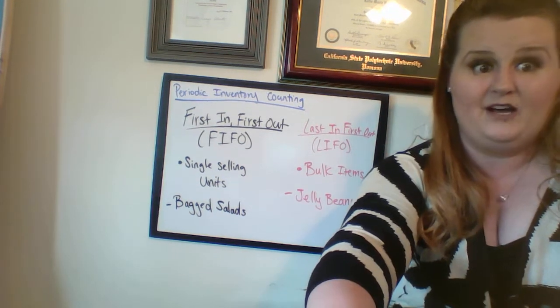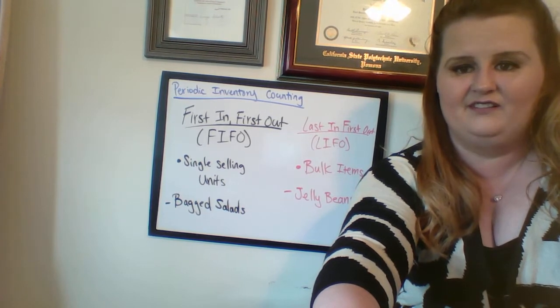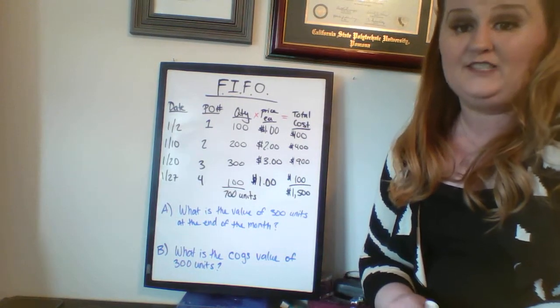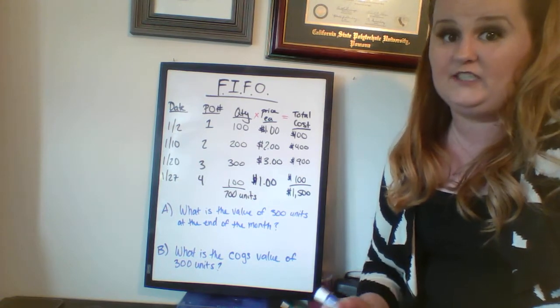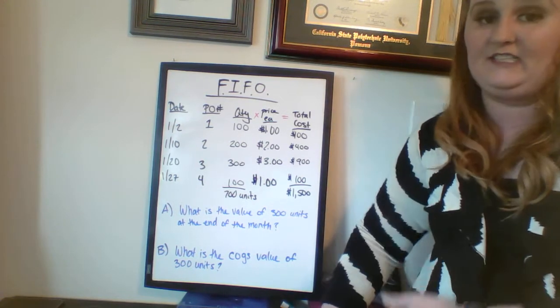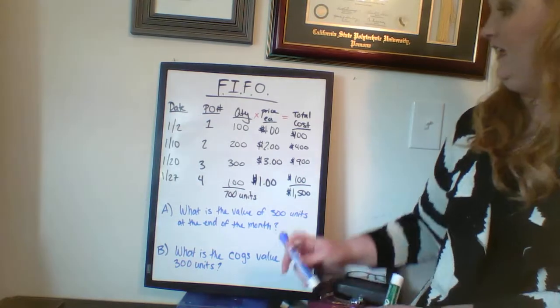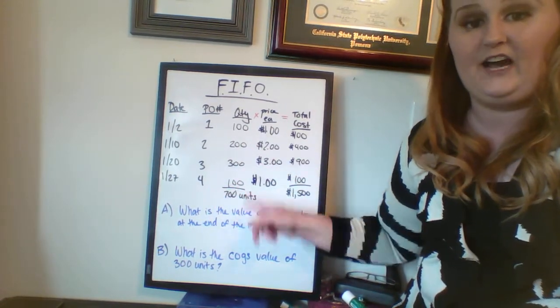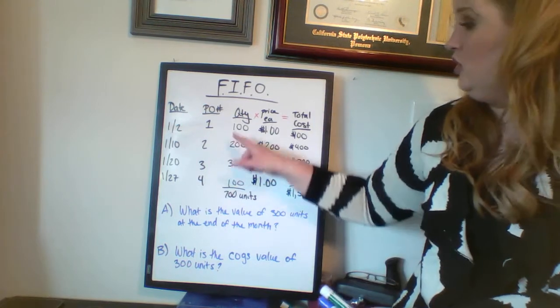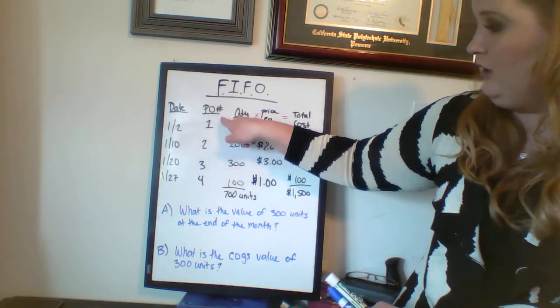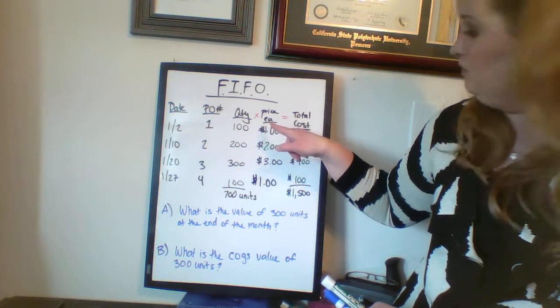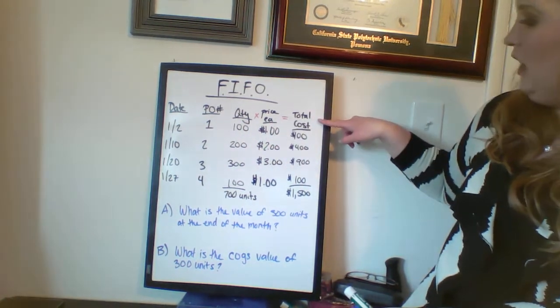So let's take a pause and we'll get to the accounting. Our first example is FIFO, first in, first out. In this example, what you're looking at is 4 purchase orders that have taken place over the entire month of January. So you have your date, your purchase order number, your quantity, your price per each, which is right here, and your total cost.